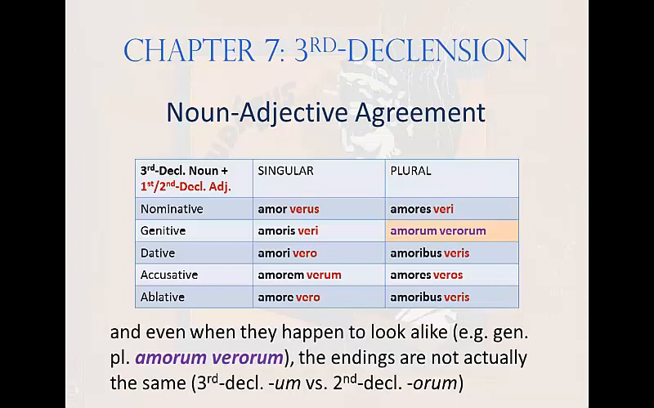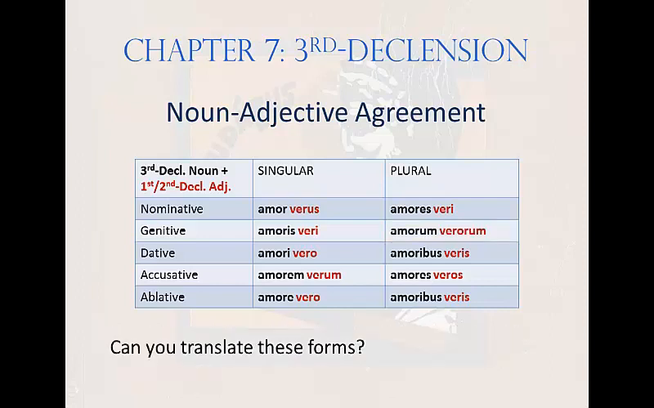In fact, be careful. Sometimes the endings do look alike, as in the case of amorum verorum, but in fact they are not alike, because the base of the noun is amor and its ending is um, while the base of the adjective is ver and its ending is orum. Can you translate these forms? Amor verus would be true love in the nominative. Amoris veri would be of true love.